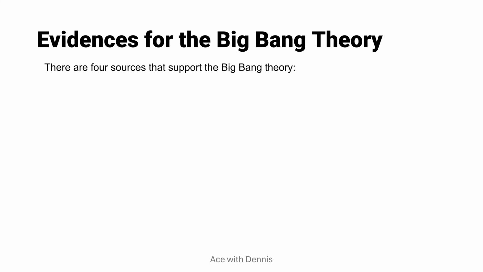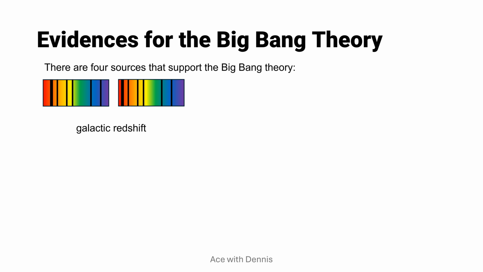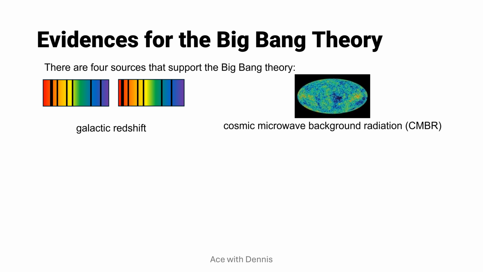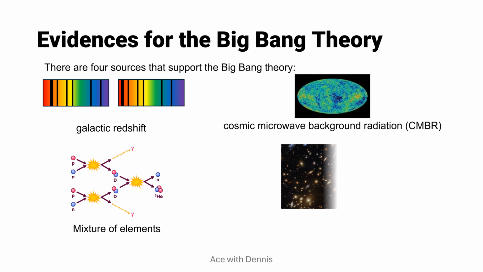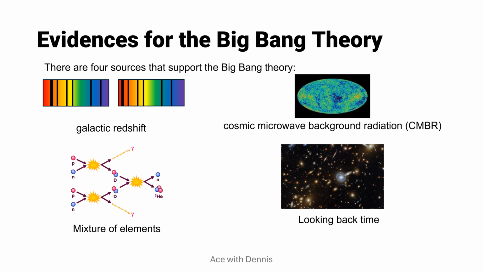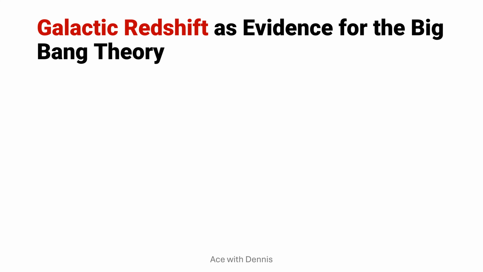There are four sources that support the Big Bang theory, which are the galactic redshift, cosmic microwave background radiation (CMBR), mixture of elements, and looking back time. In our lesson, we only talk about galactic redshift and CMBR. First, galactic redshift as evidence for the Big Bang theory.